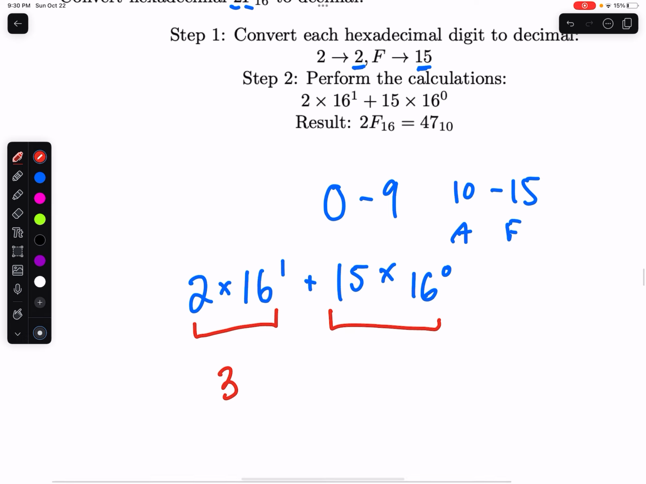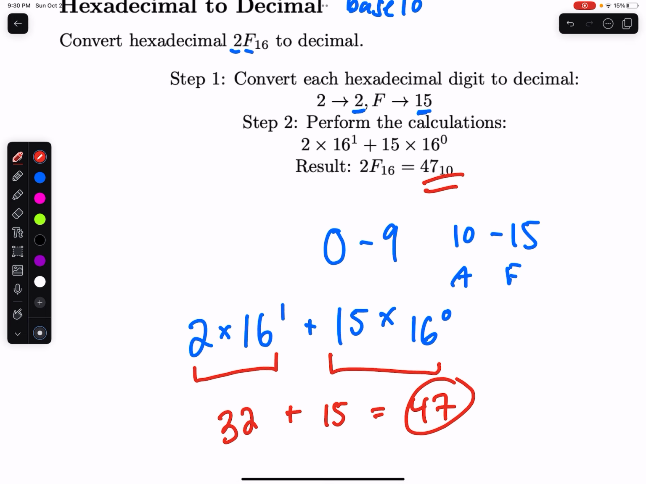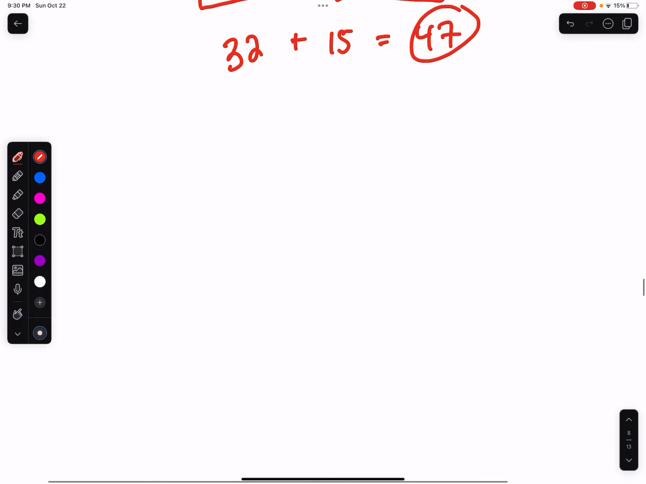So we have 2 16s, that's 32. And then we have 15 1's. That makes our 47 in base 10. So that's what we're going to do. I want to do a couple of examples here where I'm going to have something in hex, and we're going to convert it into decimal.